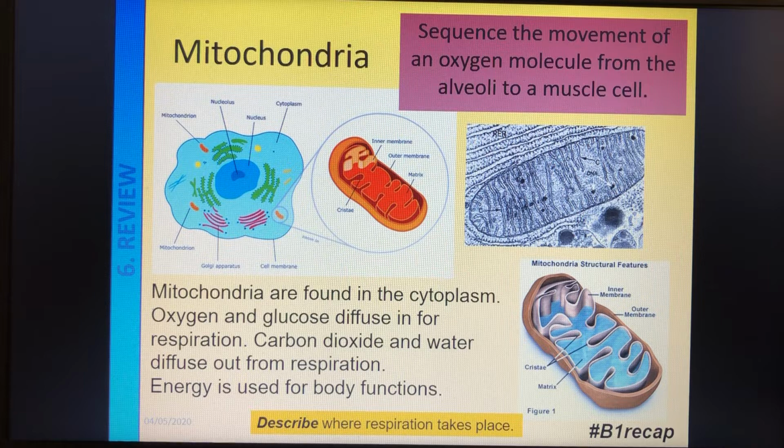So if I had an oxygen molecule in the alveoli, it moves into the blood by diffusion. It's then transported through the blood to that muscle cell, moves into the muscle cell by diffusion, and in that muscle cell it is used for respiration. Okay. If you need any extra time for that slide, then pause now.